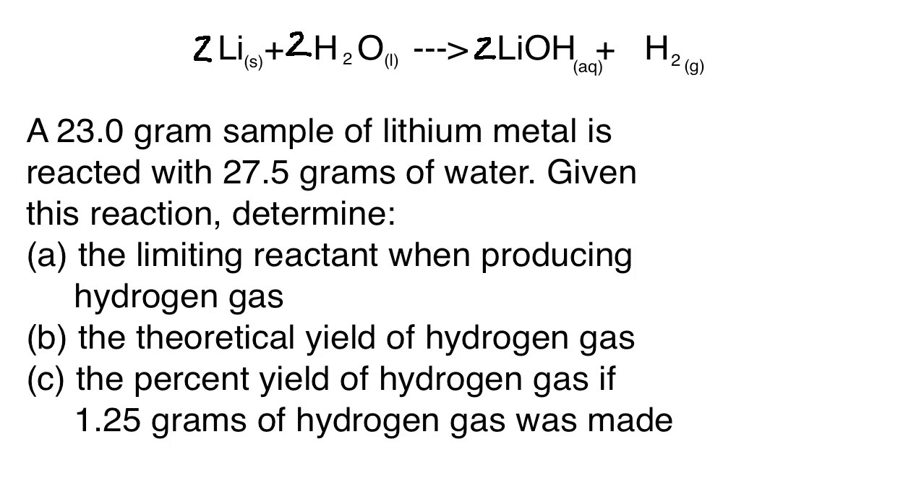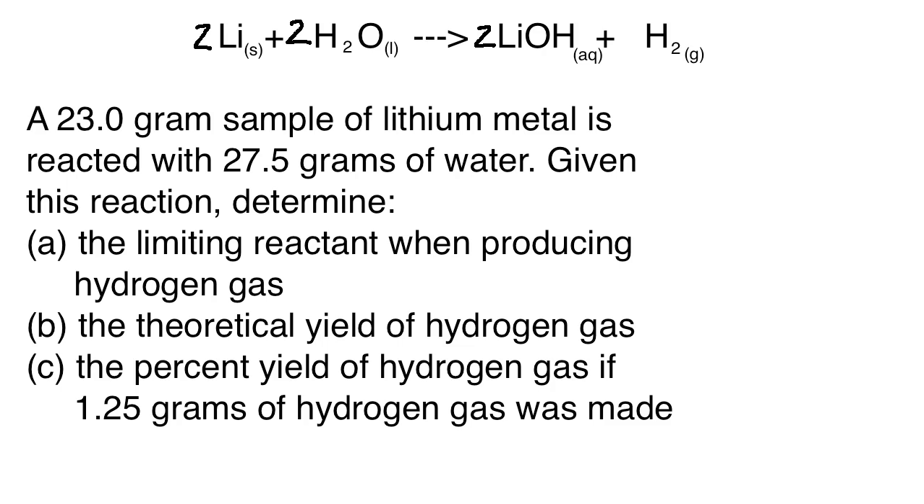So that shouldn't have been overly complicated for you compared to some of the other examples that we've seen in the previous courses. So a 23-gram sample of lithium metal is reacted with 27.5 grams of water. Given this reaction, determine. All right, so the first thing we need to determine here is the limiting reactant, all right?